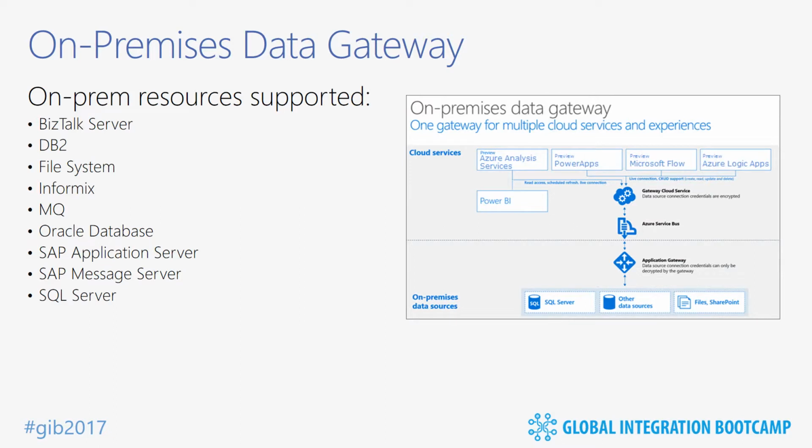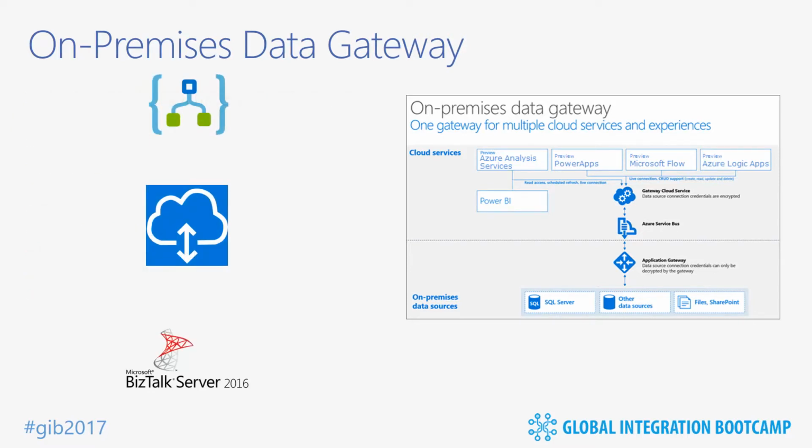And all of this, of course, is made possible through the on-premises data gateway. The BizTalk Connector, just like the SQL one, makes use of that. When we said all the on-premises resources that were supported, one of them, of course, is BizTalk Server. And here you have the case where you have a Logic App that's enabled through the on-premises gateway to talk to your BizTalk server on-premises.